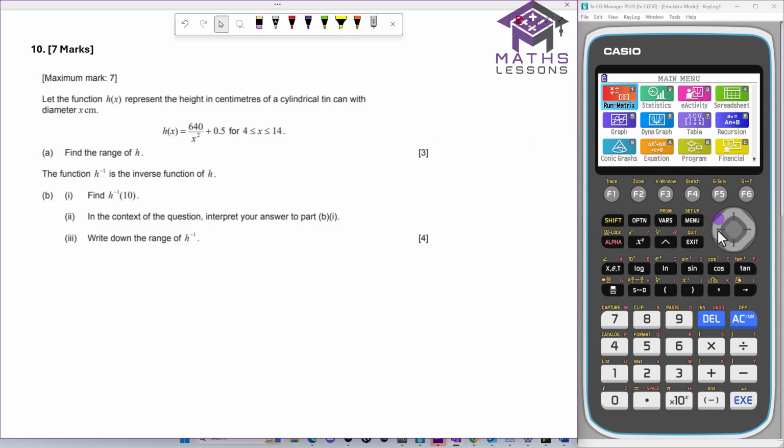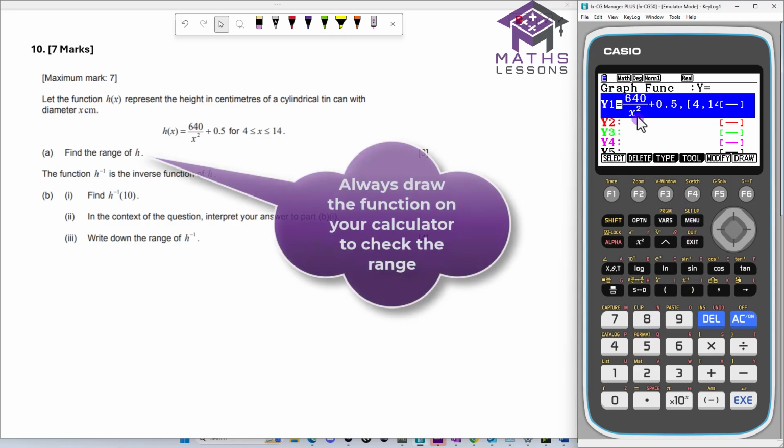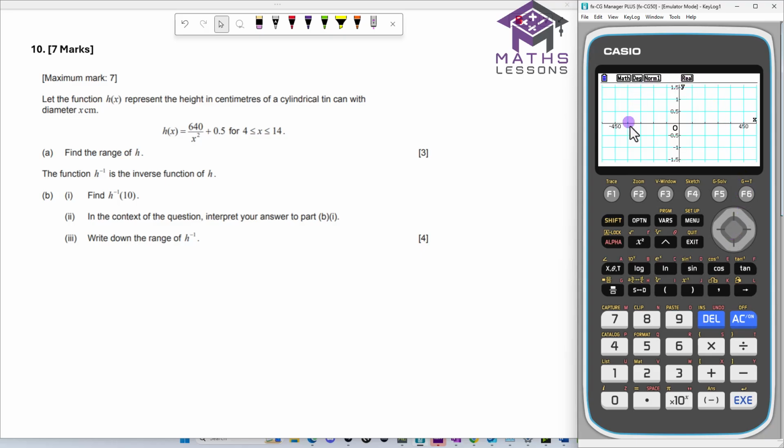Now the best way to do this is actually to draw a sketch. So we're going to go Menu 5, and what we can see is I've put the equation in already. Here's the function, and I've put in the domain as well, from 4 to 14 here. So we press execute and then we'll just draw that. Now what's happened is I've left the view window the same from the last time. Now bear in mind it's from 4 to 14.